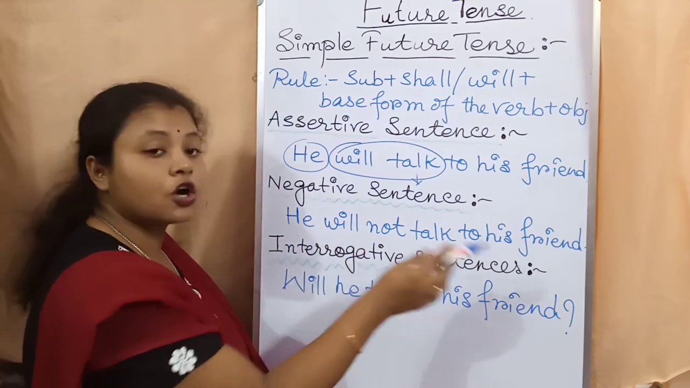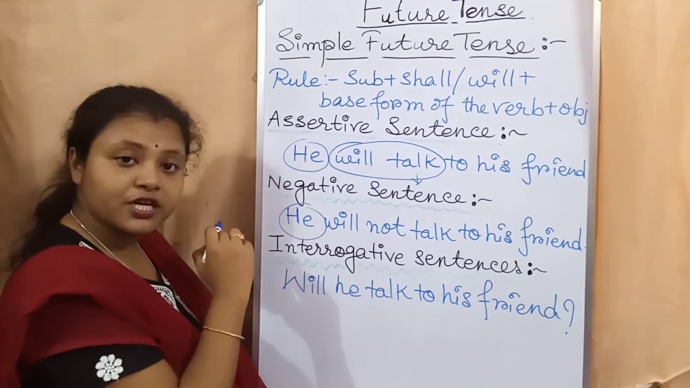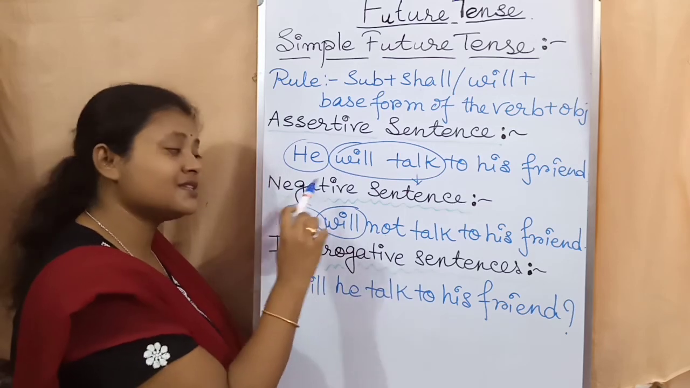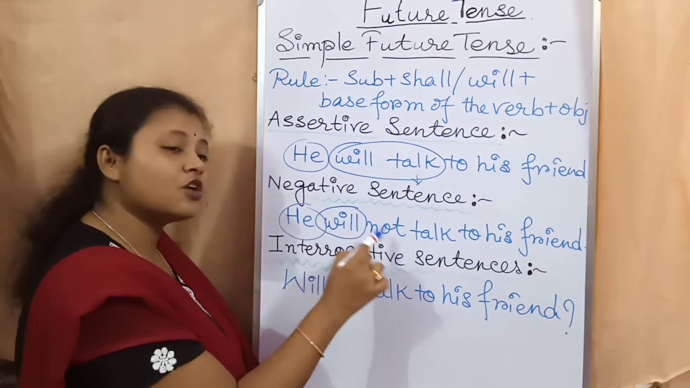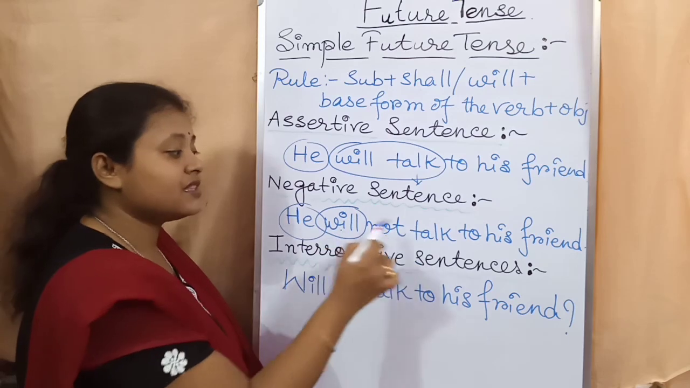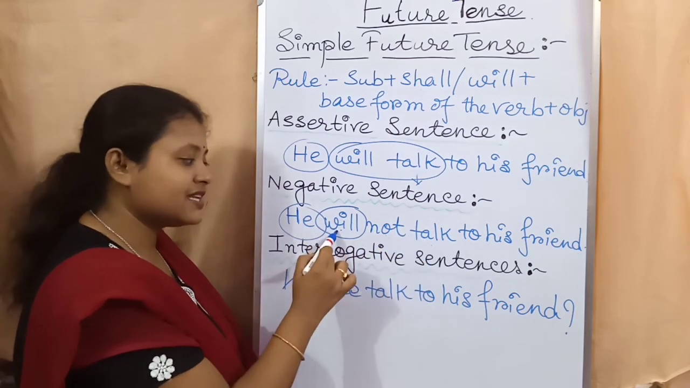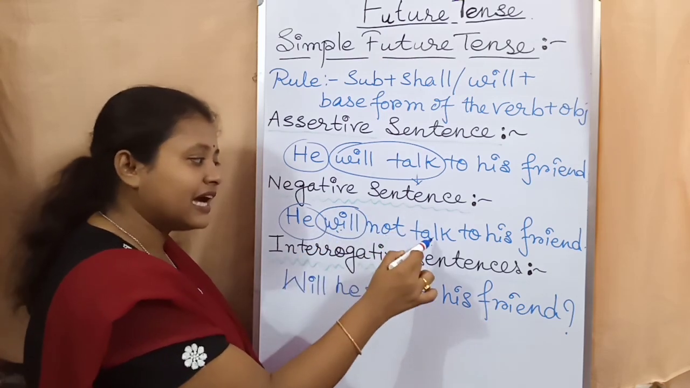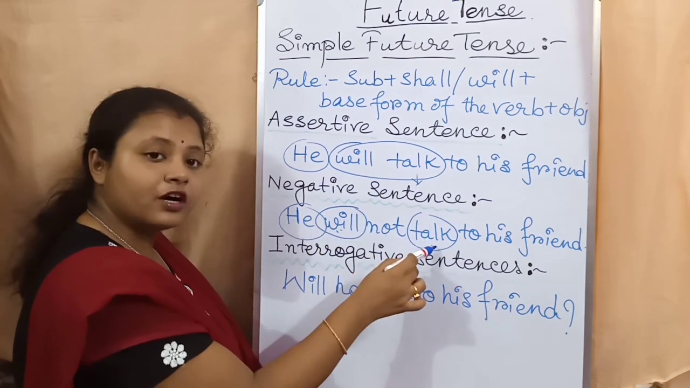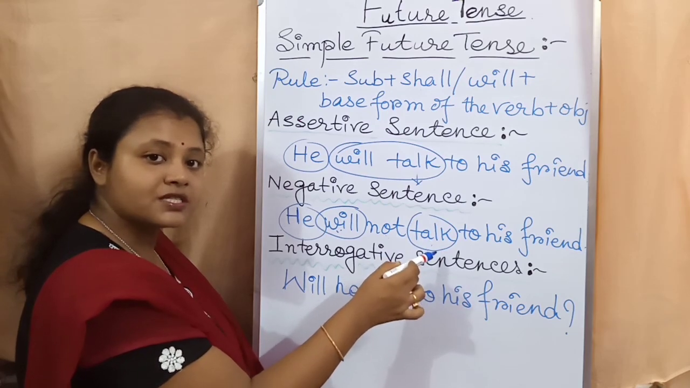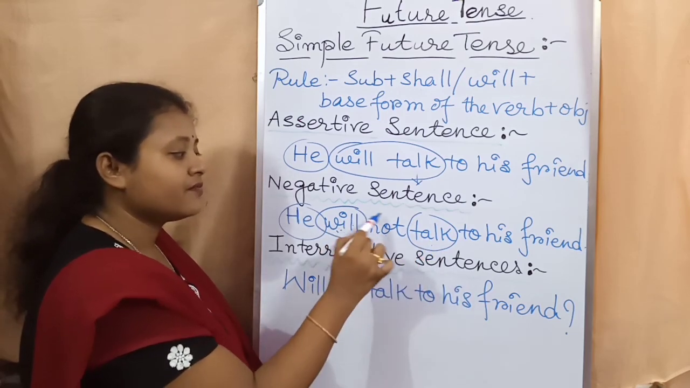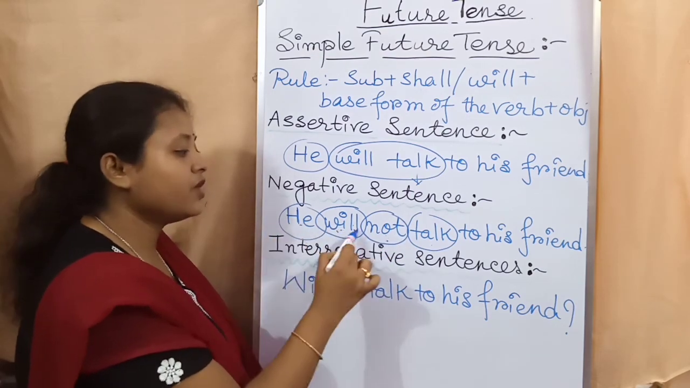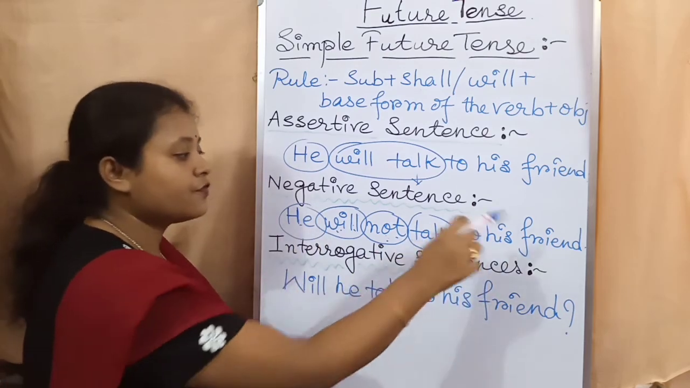He will not talk to his friend. Here, he is the subject. Will. After will, you have to write not because it is a negative sentence. So that is why you have to write not in between these two verbs: the auxiliary verb, the future form of the auxiliary verb will, and after that the main verb, written in present tense, talk. In between that you have to write the negative word, not. Okay, he will not talk to his friend, full stop.